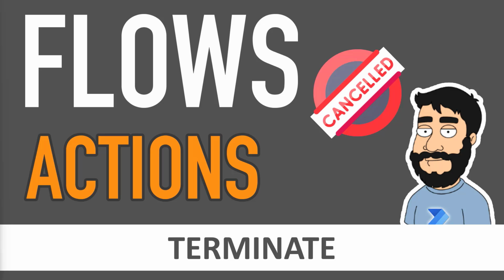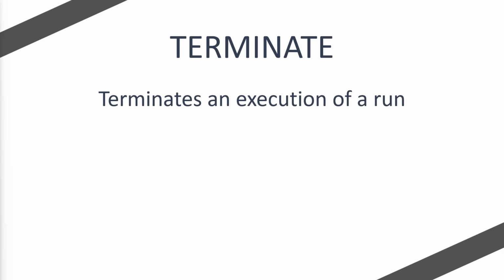Today we're looking at the Power Automate flow actions, and we're looking at the Terminate action. So what is the Terminate action? Well, the Terminate action effectively allows the execution of a run to be terminated.